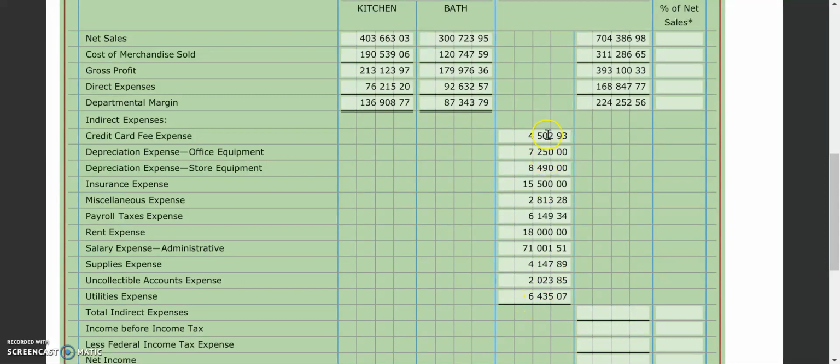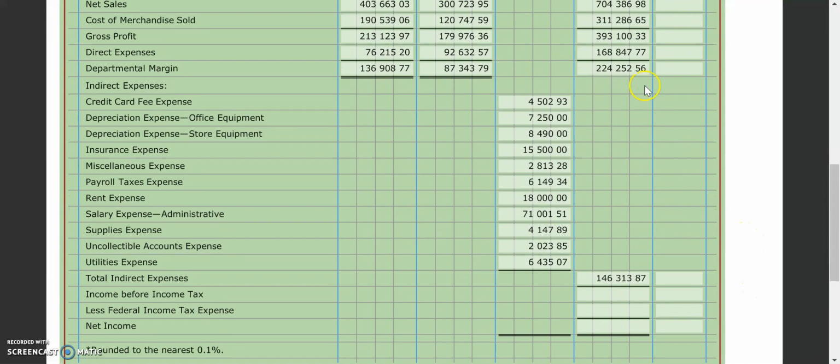So then what we do is we total all of our indirect expenses, and I will let you know that comes down to $146,313.87. That ends up being our total indirect expenses. So what we do is we take our departmental margin, and we subtract out our total indirect expenses, and that's going to be our total company income before we've paid taxes. So when we do that, we get $77,938.69.